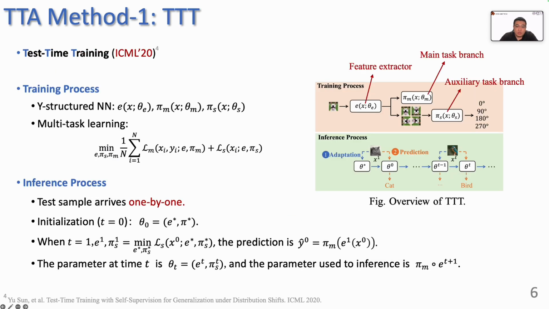Now, I will introduce the 4 TTA methods we aim to attack in our paper. The first TTA method is test-time training, or TTT for short. TTT uses a well-structured neural network which has 2 branches, and it updates the feature extractor based on a self-supervised learning task at test time. That is a rotation prediction task.